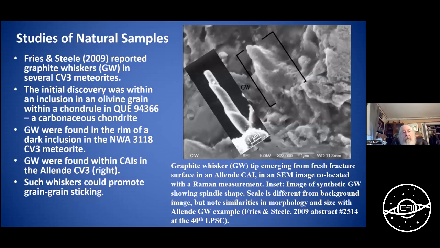All right, one other thing that we can report is that Friesenstiel in 2009 reported graphite whiskers forming in several different types of carbonaceous chondrites. The initial discovery here, you can see this is a lab-grown graphite whisker, and here is one of the whiskers they find basically growing on a CAI in Allende. So one of the possibilities is to look for carbonaceous deposits on these materials.